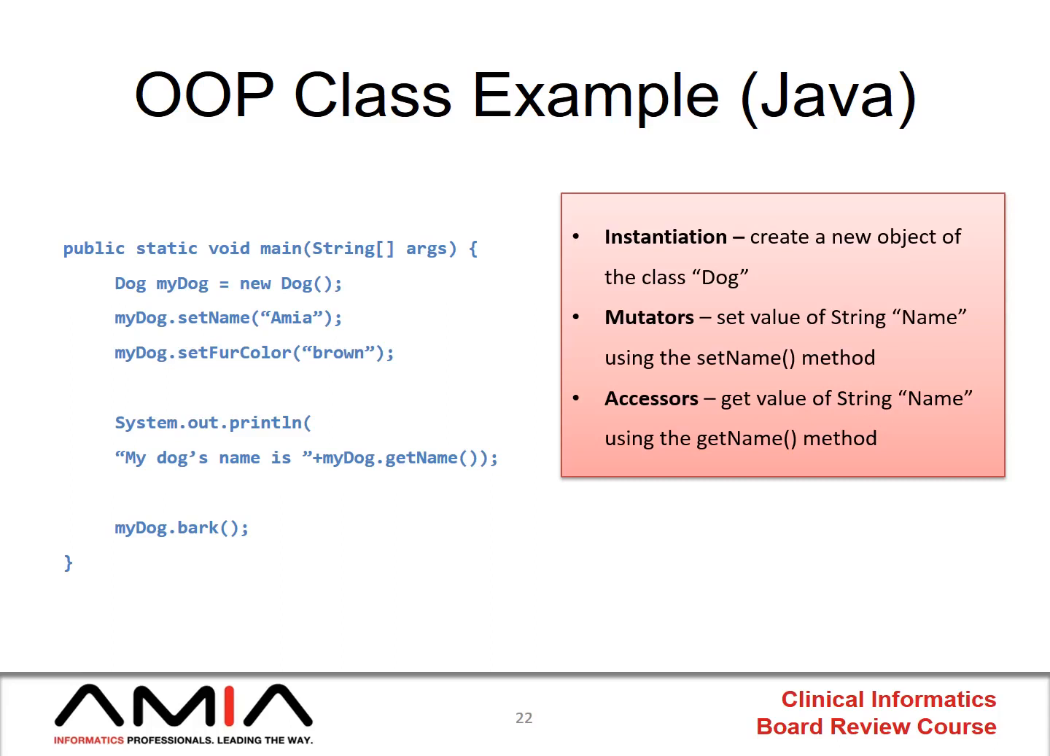Now this pretty trivial example actually demonstrates a lot of useful things. First is instantiation, which shows you how you create a new member of the class Dog. It shows mutators, the setters, setName Amia and setFurColor brown, which are us using the mutators to actually manipulate those attributes. And then it has the accessor for getName. We use that in order to create that sentence at the very end, such that it returns the actual name of this dog.